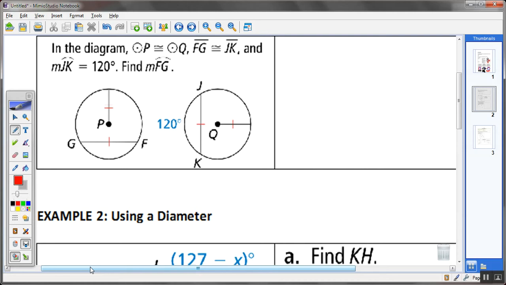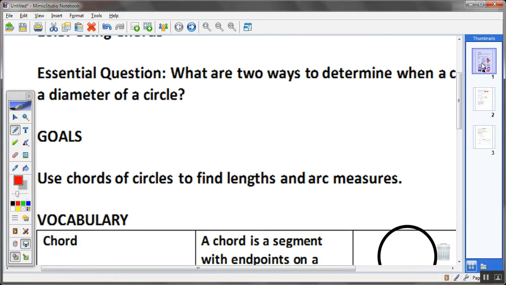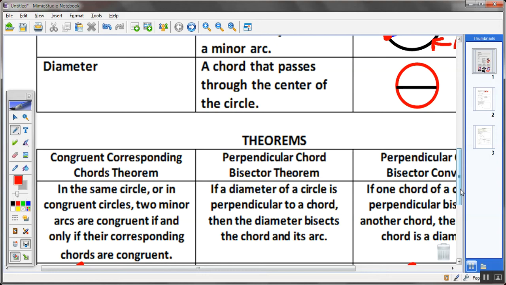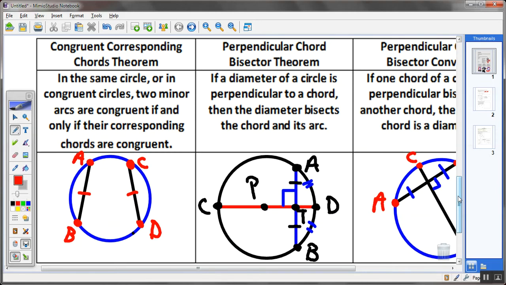Well, this is the corresponding congruent chords theorem. If this is 120 degrees at JK, then what must be true about GF if these chords are the same in the same circle? What is it? Arc FG must be equal to what? 120 degrees. Okay. I'm just going to go back right here, guys. Basically, it's this theorem right here that says if you have the same chord lengths, then minor arcs must be the same.